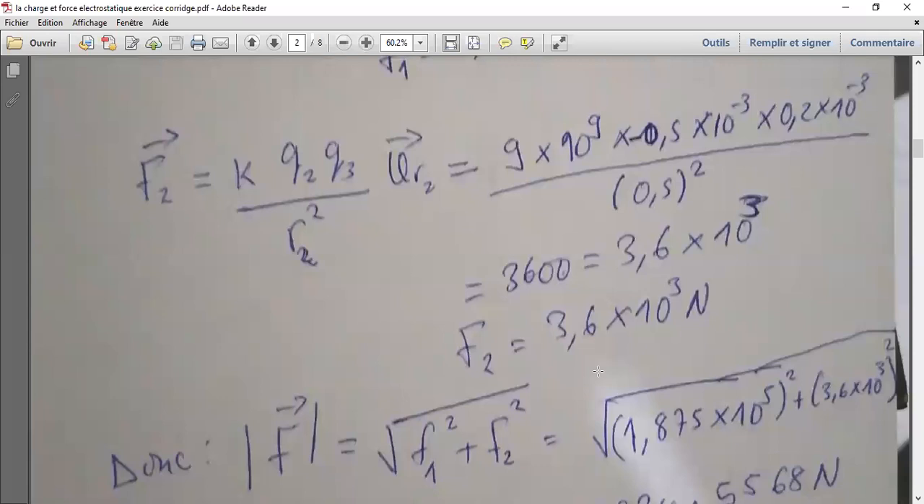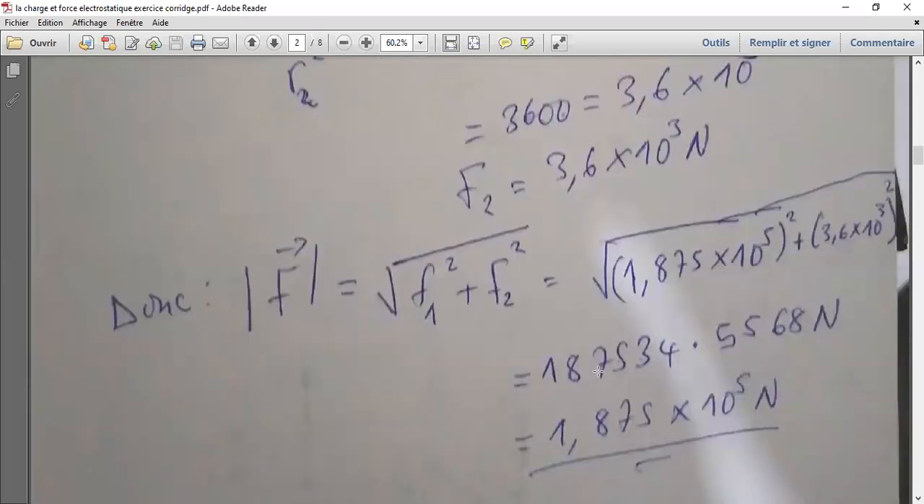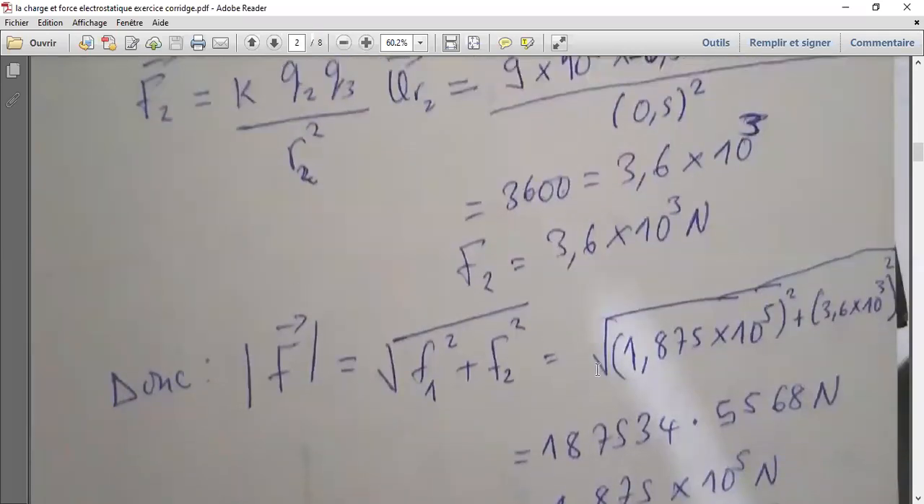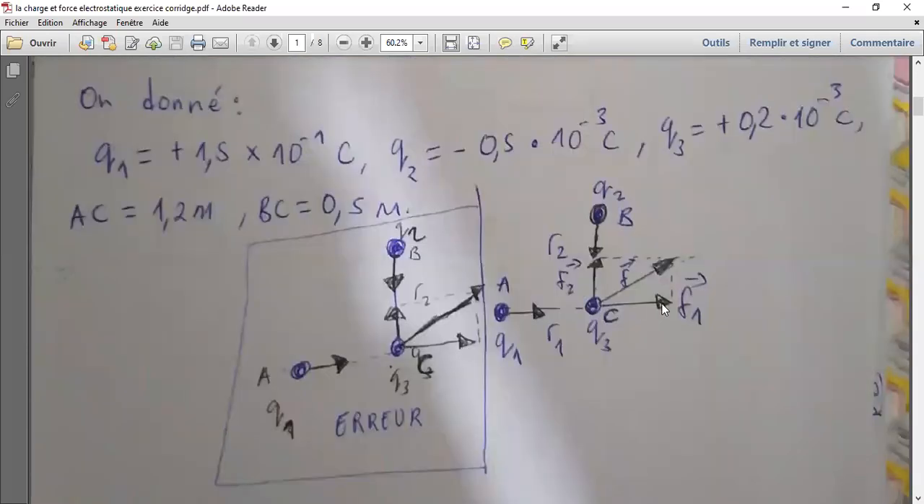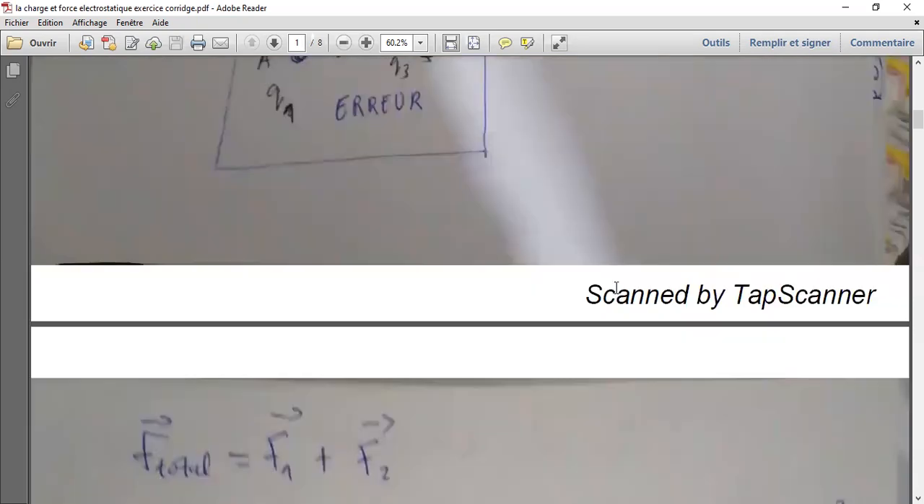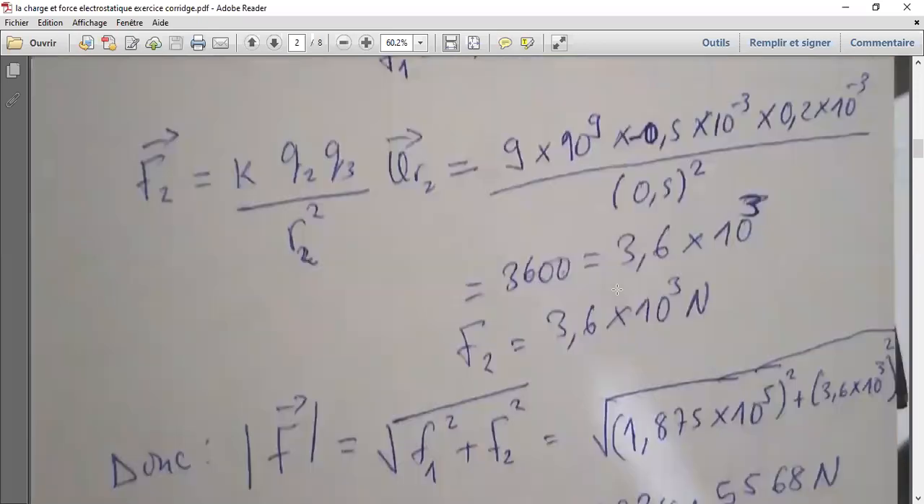So here, since you are making a sort of triangle where this one is F1 and this distance is F2, for you to calculate this distance F, you have to use the module formula, which is the Pythagoras formula. So you have the module of F, which is F total, which is the hypotenuse in this case.